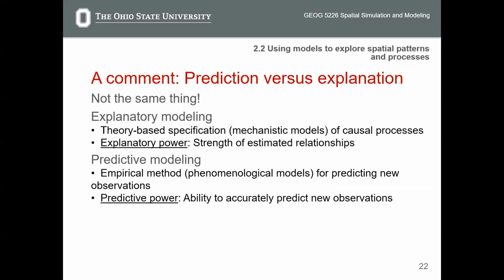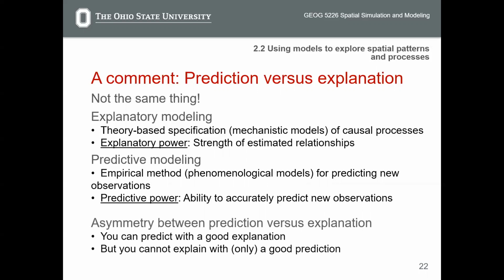Okay. And another pair of concepts, prediction and explanation. Okay, they are not the same. Explanatory modeling usually leads to empirical models. Okay, predictive modeling usually leads to process models. And there is this asymmetry between prediction versus explanation. You can predict with a good explanation because, after all, you know the mechanism from process models, so you know how to explain the specific process behind the phenomenon. With that, you can also predict, right?